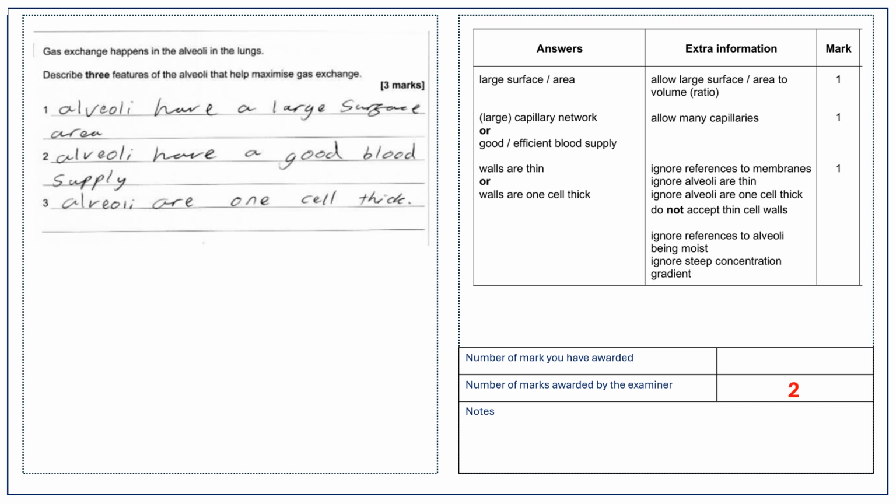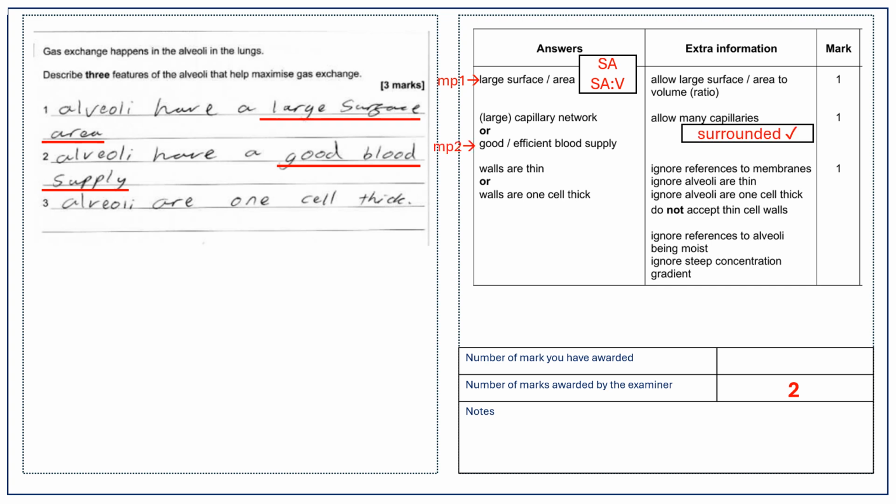This answer was awarded 2 marks by the examiner last summer. Marking point 1 has been obtained from referring to the large surface area. It is worth noting that SA and SAV are common abbreviations and are therefore acceptable. Good blood supply, again, students can refer to there being a large capillary network, many capillaries, or surrounded by capillaries. Blood supply on its own is not enough, as all parts of the body have a blood supply.